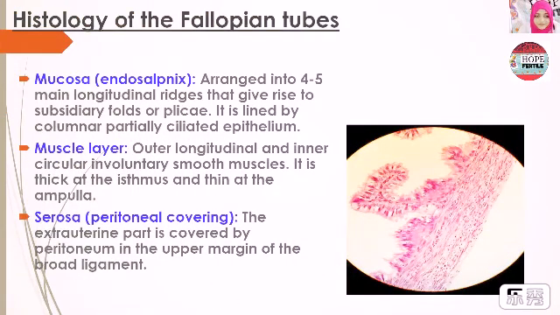So the histology of the fallopian tube: it has mucosa, that is the endosalpinx, arranged into 4 to 5 main longitudinal ridges that give rise to subsidiary folds or plicae. It is lined by columnar, partially ciliated epithelium. Muscle layer: outer longitudinal and inner circular involuntary smooth muscles. It is thick at the isthmus and thin at the ampulla. Serosa, peritoneal covering. The extrauterine part is covered by peritoneum in the upper margin of the broad ligament.